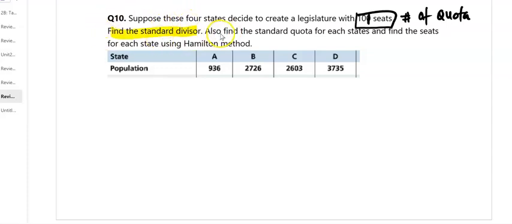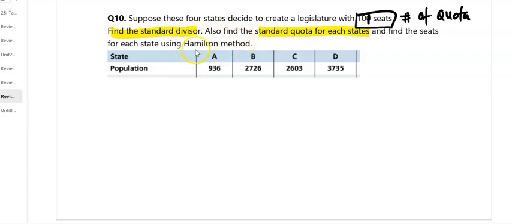The second part of the question is to find the standard quota for each state. And the last question is to find the seats for each state using the Hamilton method. So we have to divide these 101 seats among these 4 groups using the Hamilton method.